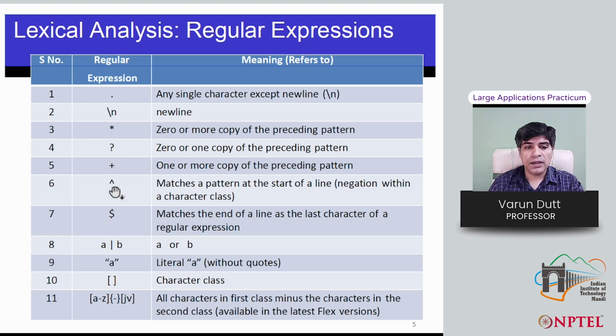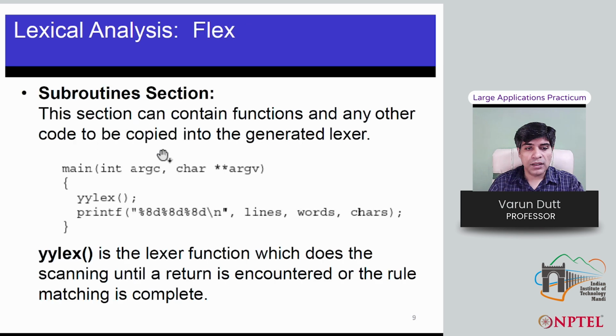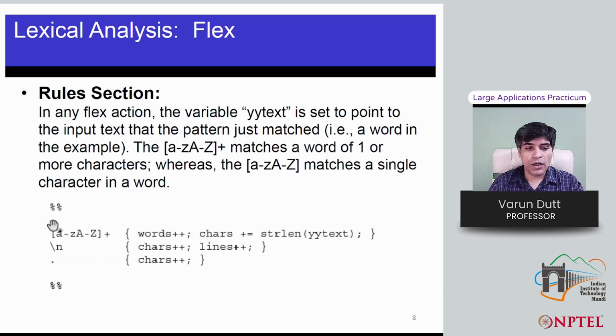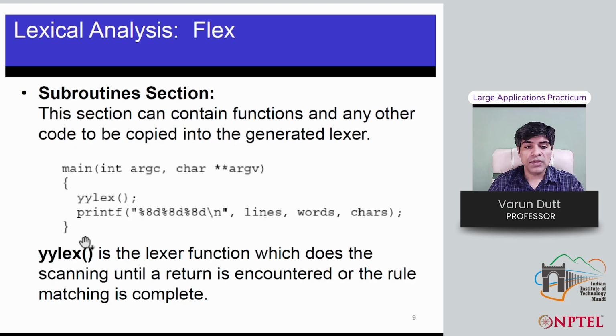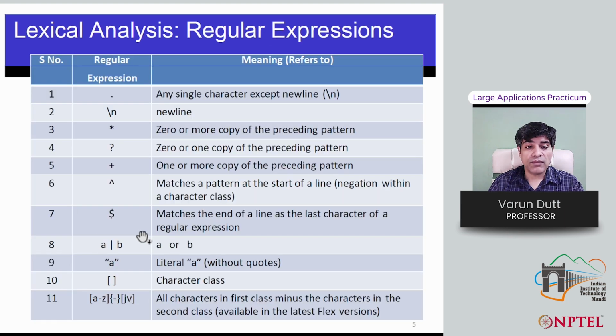And this caret symbol matches a pattern at the start of a line, and it is often used as a negation. So if we write not with the caret symbol, it means not any of these, meaning a name or some word which doesn't have alphabets in it. And dollar matches the end of a line as the last character of a regular expression. So one character, and this is A or B. This is literal A. It will match A on its own.